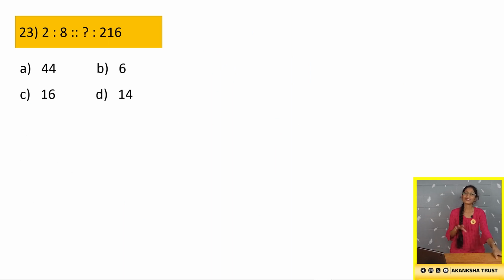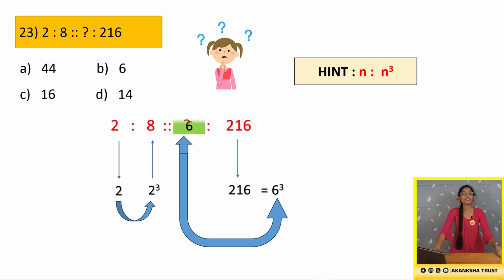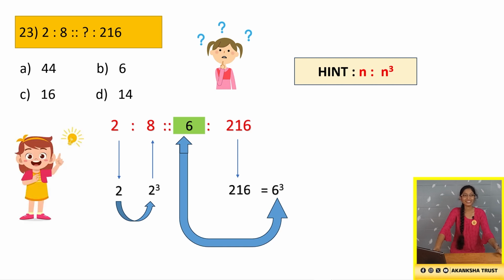2, 8 and question mark and 2, 16. Very easy. Maybe you have guessed what the relation is. 2 and 8. How can we relate 2 and 8? Yes, 2 cube is 8. So we have to find the number for the next set whose cube is 216. What's that number? Okay, 6, isn't it? So 2 cube is 8, then 6 cube is 216. And our answer is 6, which is in option B. Very easy, isn't it?